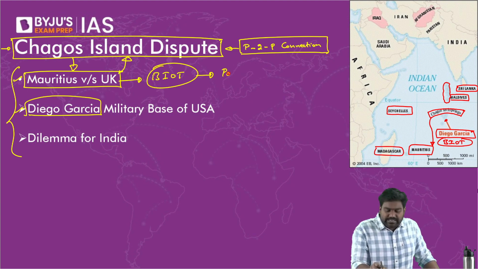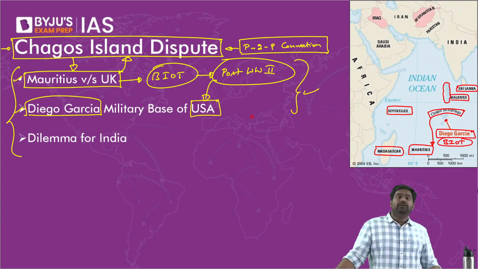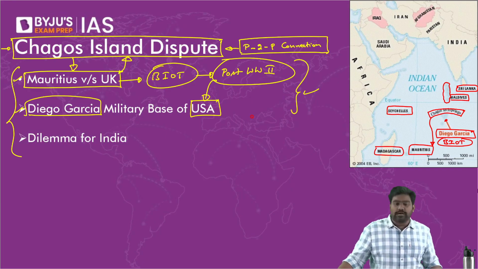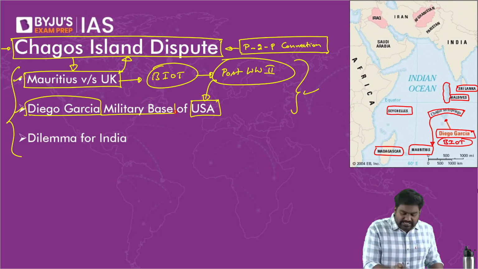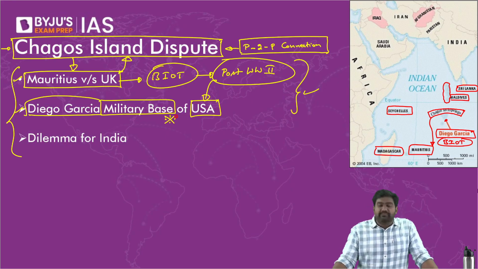And after the Second World War, Britain gave this island to the United States. Even today, it's a British territory. Britain has sovereignty here. It has leased some of the Chagos Islands, especially Diego Garcia, to the US, which has set up a major military naval base. This is where the US runs most of its military naval operations from, in the Indian Ocean.